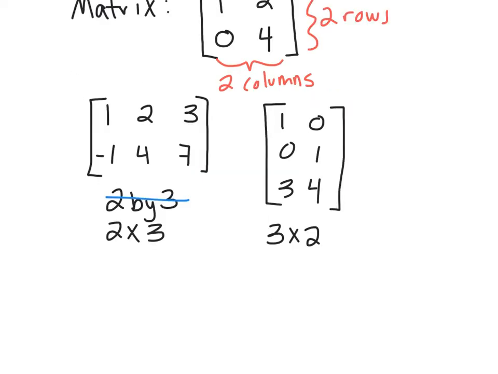Now, if you're ever having a hard time remembering which number comes first, just remember RC cola. Rows and then columns are what come in RC cola. So rows first and then columns.